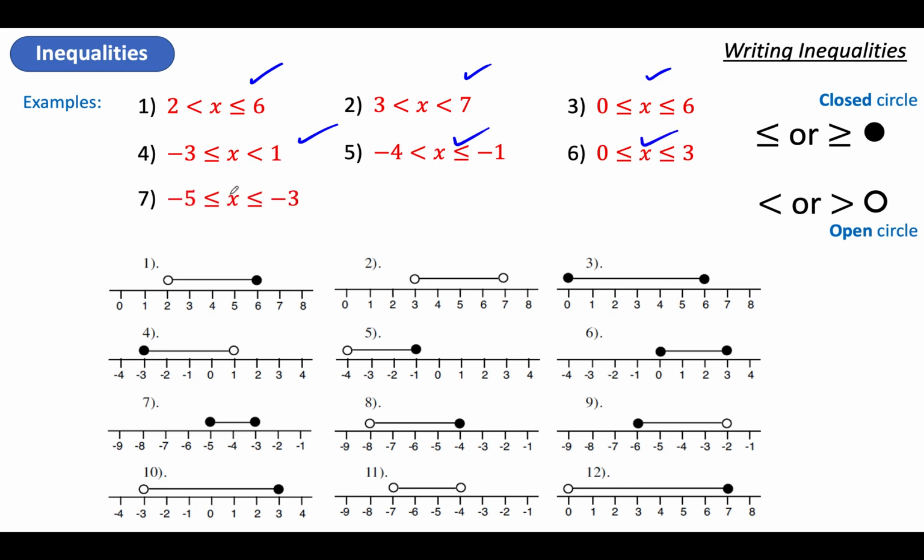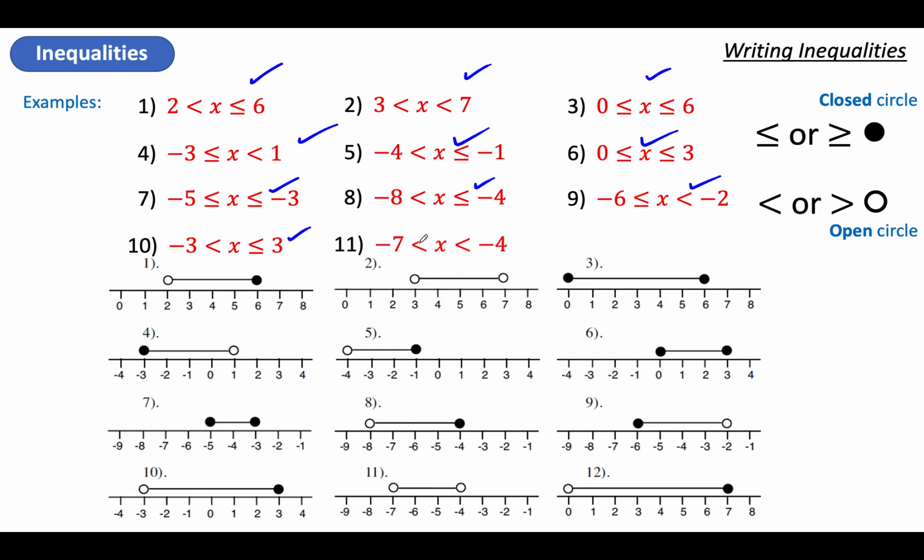Number 7, x is greater than or equal to -5 and less than or equal to -3. Number 8, x is bigger than -8 but less than or equal to -4. And number 9, x is greater than or equal to -6 but less than -2. Last 3, number 10, x is greater than -3 but less than or equal to +3. Number 11, x is greater than -7 but less than -4. And lastly, 12, x is greater than 0 but less than or equal to 7. Okay, next skill then.